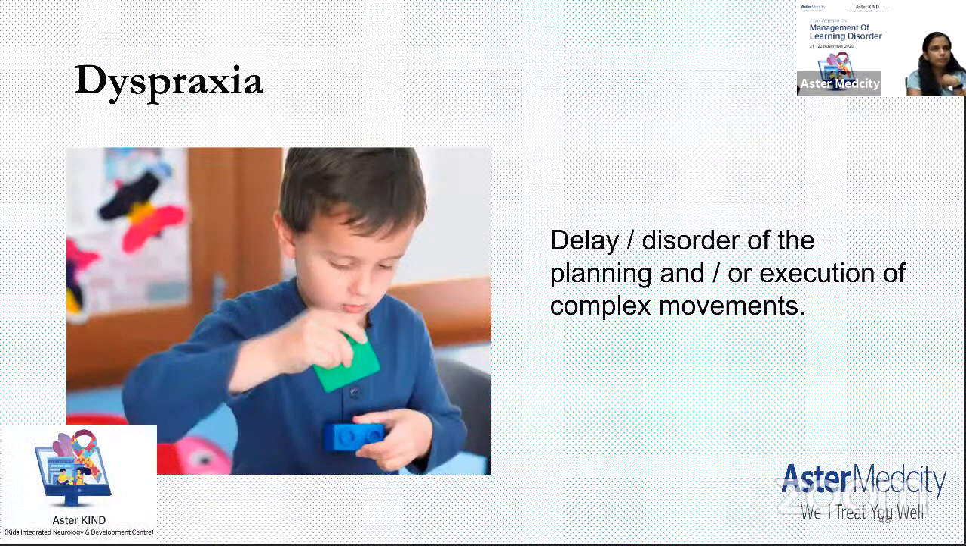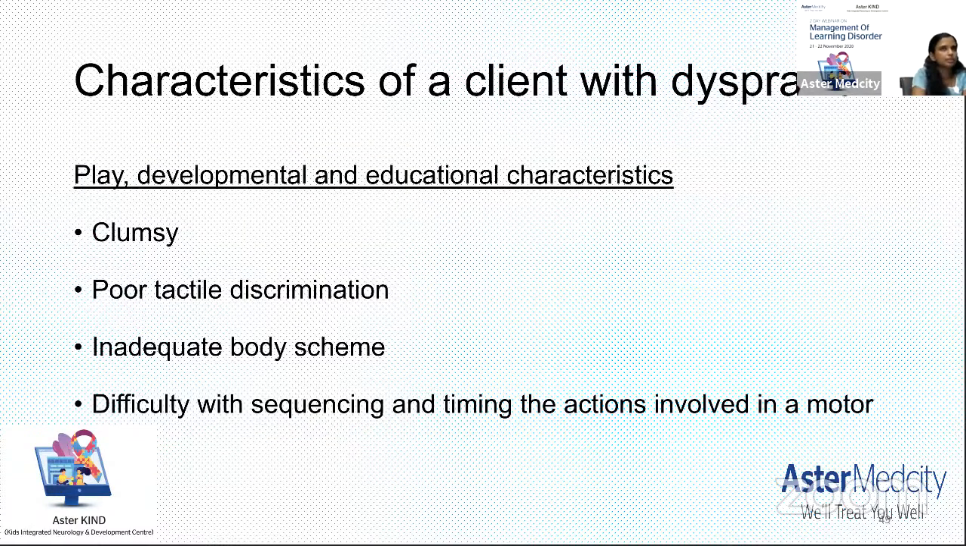So the next type of learning disability is dyspraxia. Before knowing what dyspraxia is, we need to know what praxis is. Praxis is the ability to do skilled movements. A person with dyspraxia may have a delay in the planning as well as execution of complex movements. So the clients with dyspraxia can have problems in play, and developmental and educational characteristics.